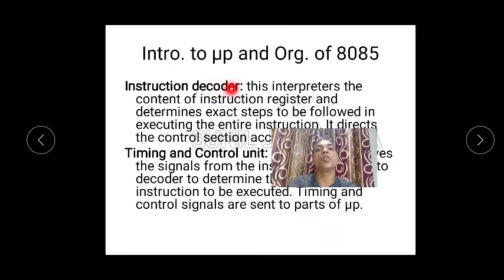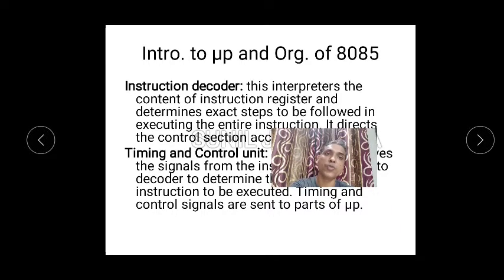That is the instruction decoder. This interprets the contents of the instruction register. Just now we have seen the instruction register, which will just tell you what the instruction is, but it is not able to decode it, because it has to be understood by your microprocessor and then given for execution. That work is actually done by the instruction decoder, and it determines the exact steps.